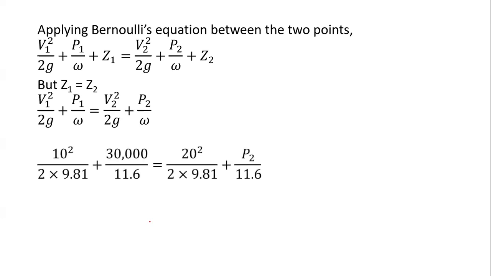So in the substitution, V1 is 10 squared divided by 2 times 9.81. Then P1 is 30,000 divided by our omega, which is 11.6. Velocity 2 was 20, so 20 squared divided by 2 times G. G is 9.81 plus P2 is the one we're looking for. Then omega is the same fluid, so it's 11.6. Making P2 the subject of the formula, you have 29,822.63.